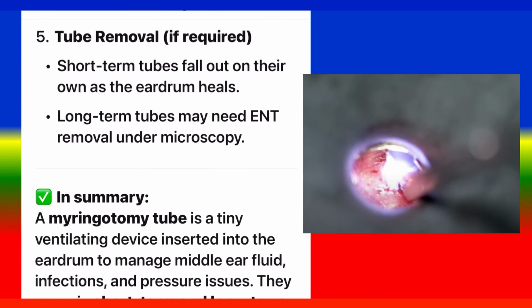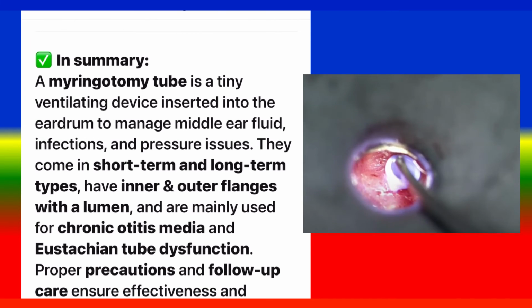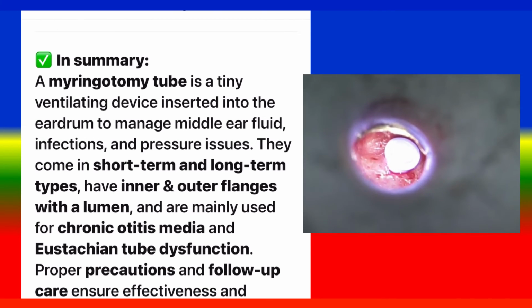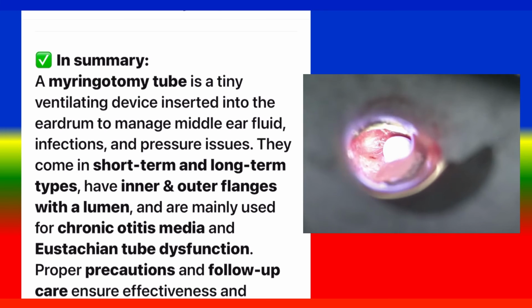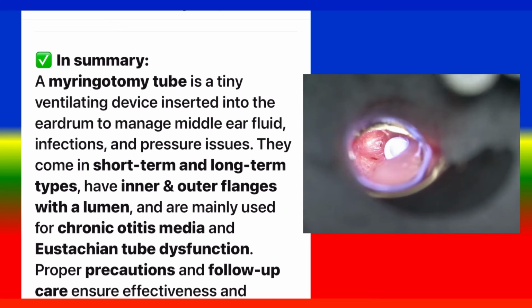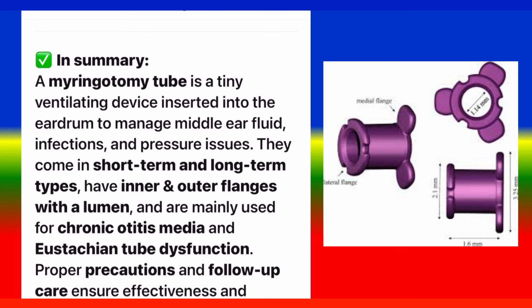In summary, a myringotomy tube is a tiny ventilating device inserted into the eardrum to manage middle ear fluid, infections, and pressure issues. They come in short-term and long-term types, have inner and outer flanges with a lumen, and are mainly used for chronic otitis media and eustachian tube dysfunction. Proper precautions and follow-up care ensure effectiveness and prevent complications.